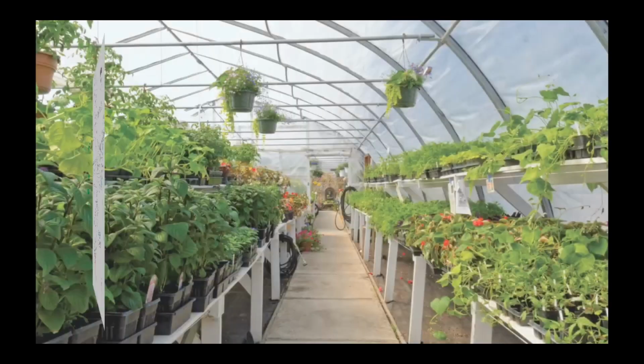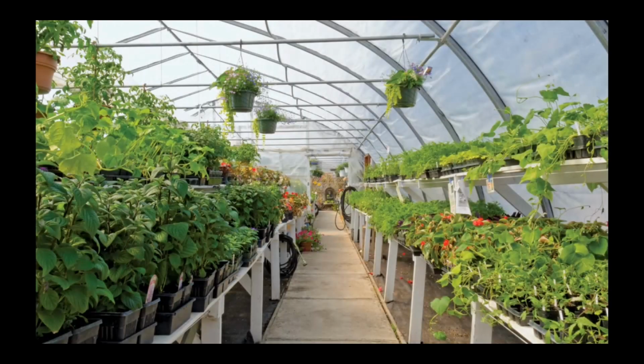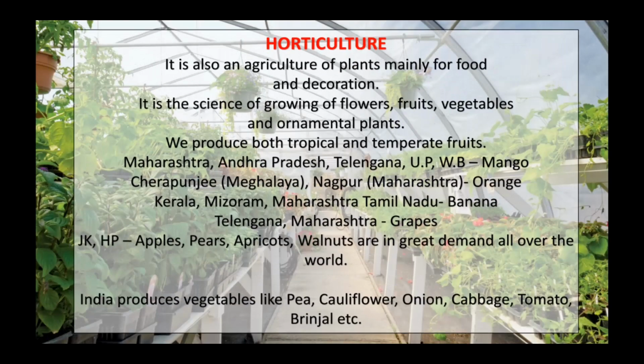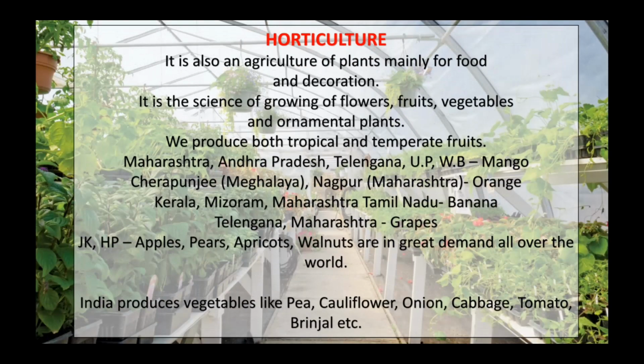My dear students, next let's move to horticulture. What is horticulture? It is an agriculture of plants mainly for food and decoration. It is a science of growing flowers, fruits, vegetables and ornamental plants. We produce both tropical and temperate fruits. Maharashtra, Andhra Pradesh, Telangana, UP, West Bengal produce more mango. For orange, you should see Meghalaya and Maharashtra.